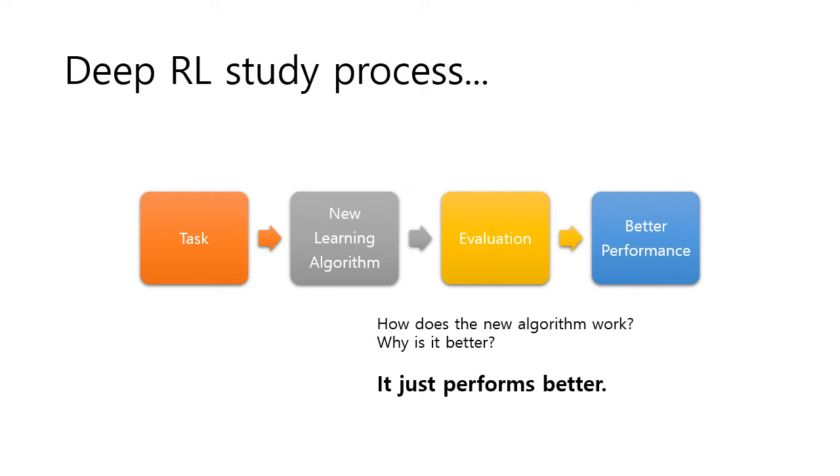First, let's take a look into a typical reinforcement learning study process. First, we choose the target environment, such as Atari, MuJoCo, etc. Then we suggest our brand new algorithm and train it with the environment. If we have better performance, we are lucky, job's done.